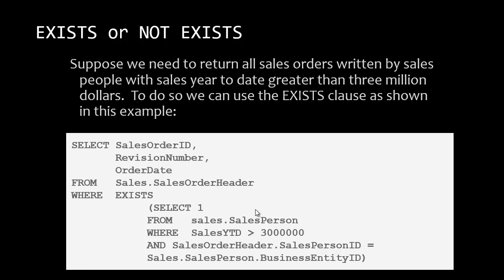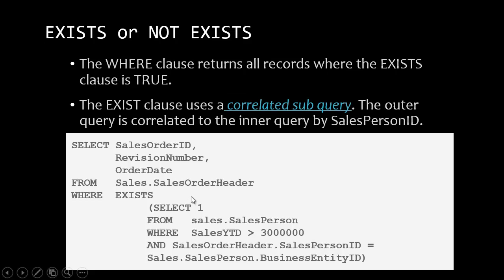All right, this is what it's going to do. If we find the salespeople that are over $3 million, and they exist in here, it will only return those rows based upon the outer query, where it actually comes back true. Does that make sense? The where clause returns all records where the exist clause is true. That's the only thing it returns. So it exists in here, and then it will return it here.